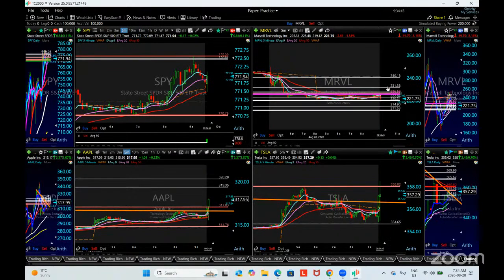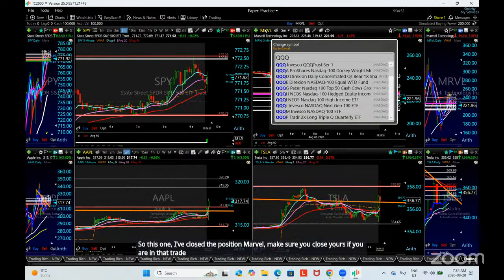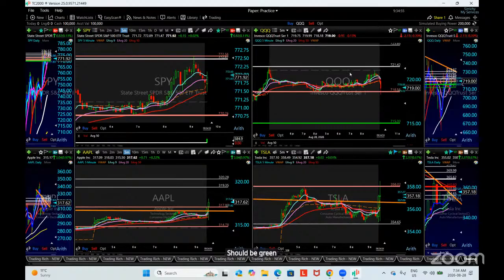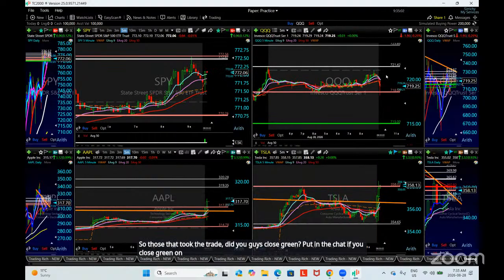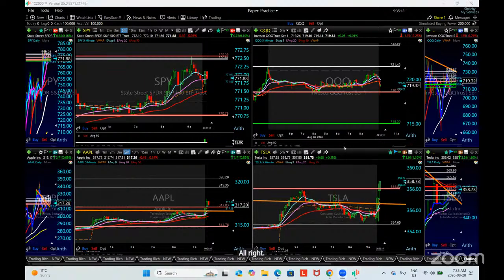So this one I've closed the position. Marvel, make sure you close yours if you are in that trade. Should be green. So those that took the trade, did you guys close green? Put in the chat if you closed green on that trade. All right. Fantastic.